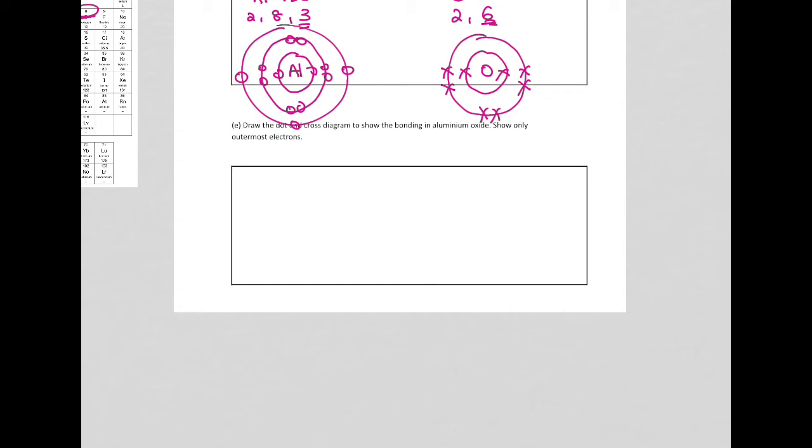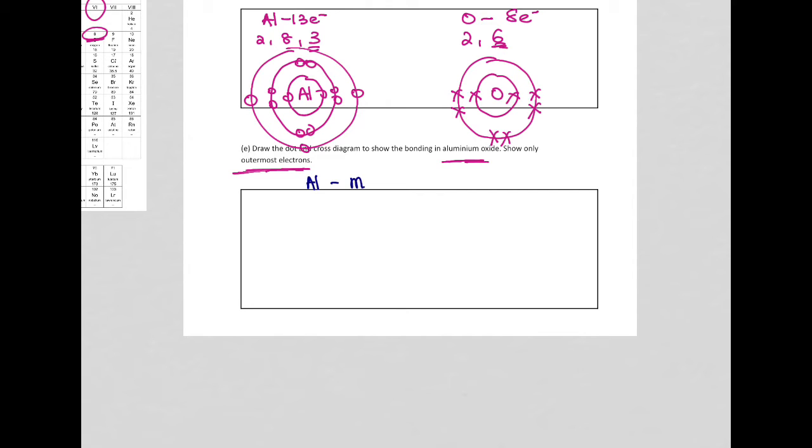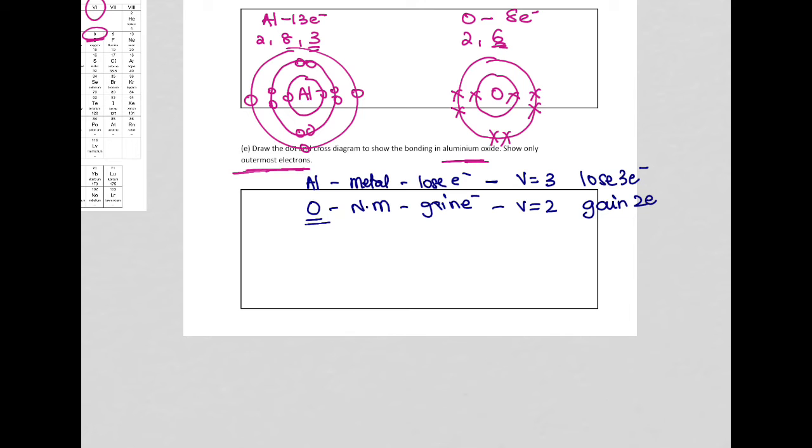And then dot and cross diagram showing the bonding in aluminium oxide, show only outermost electrons. So aluminium is going to lose electrons because it's the metal. So Al, metal, will lose electrons. Oxygen is the non-metal, it's going to gain electrons. Aluminium has valency 3, therefore it's going to lose 3 electrons. Oxygen has valency 2, therefore it's going to gain 2 electrons.